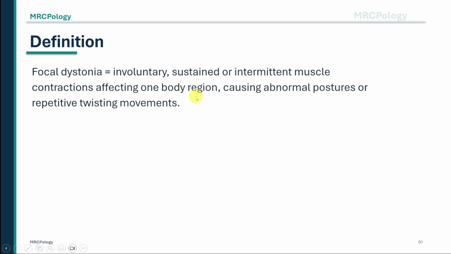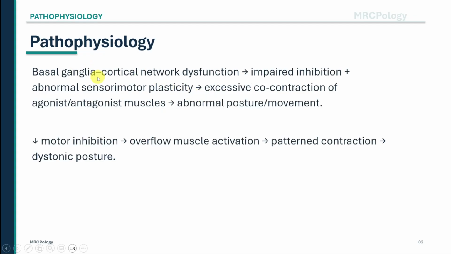Let's simplify the mechanism. Normal movement depends on two things happening at the same time. The correct muscles must be activated, and the unwanted muscles must be inhibited. In focal dystonia, there is dysfunction in the basal ganglia cortical network. This causes impaired inhibition and abnormal sensorimotor plasticity. So the flow is, basal ganglia cortical network dysfunction leads to reduced motor inhibition and abnormal plasticity.